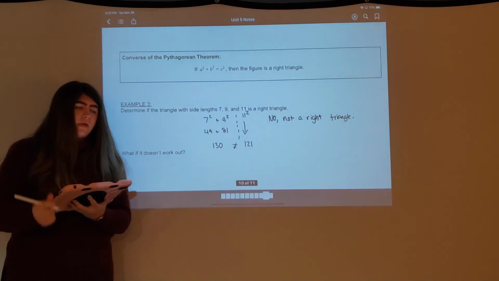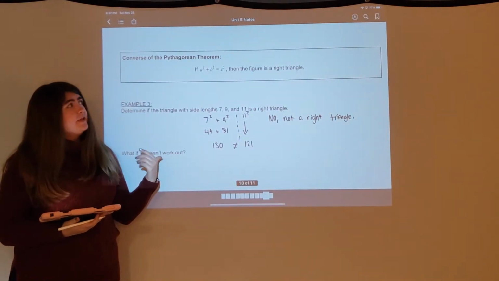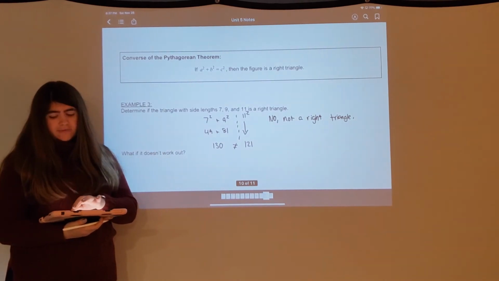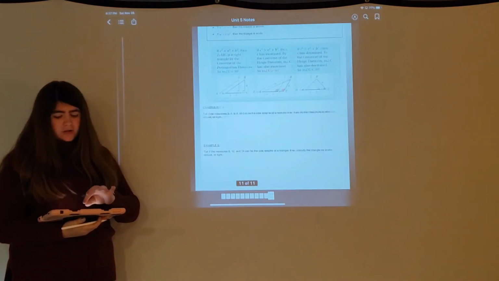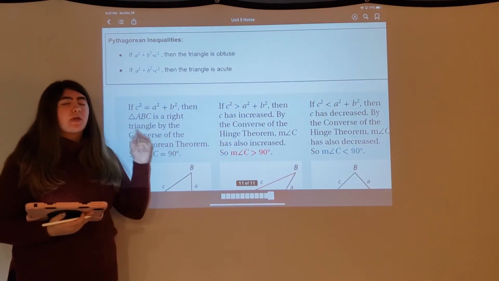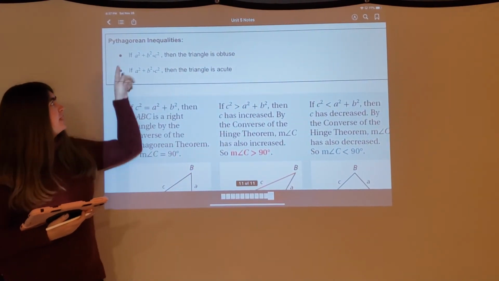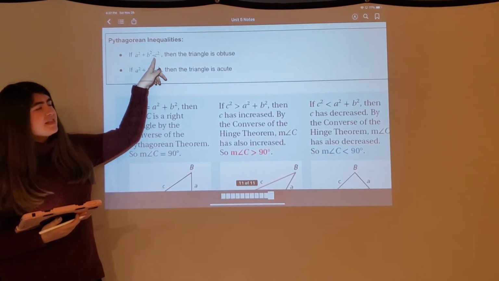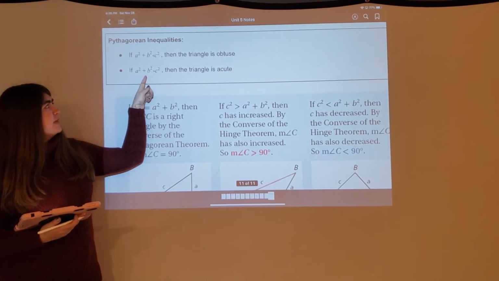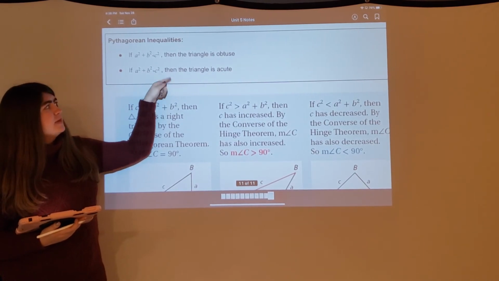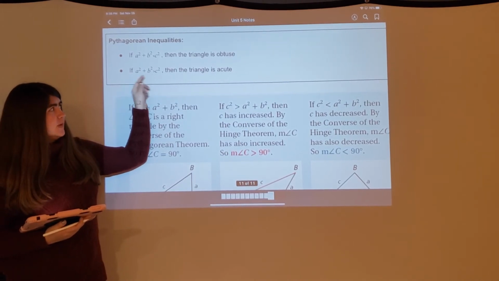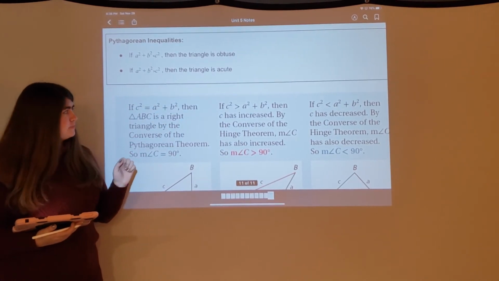Alright, so not only can we determine if our side lengths form a right triangle, we can also figure out if they form an acute triangle or an obtuse triangle, because we have the Pythagorean inequalities. If a squared plus b squared is less than c squared, then the triangle is obtuse. If a squared plus b squared is greater than c squared, then the triangle is acute.